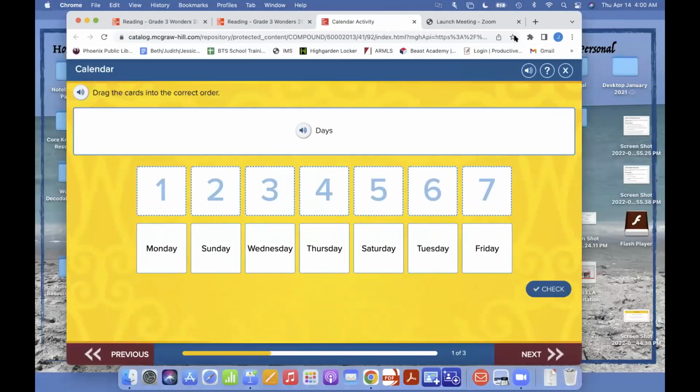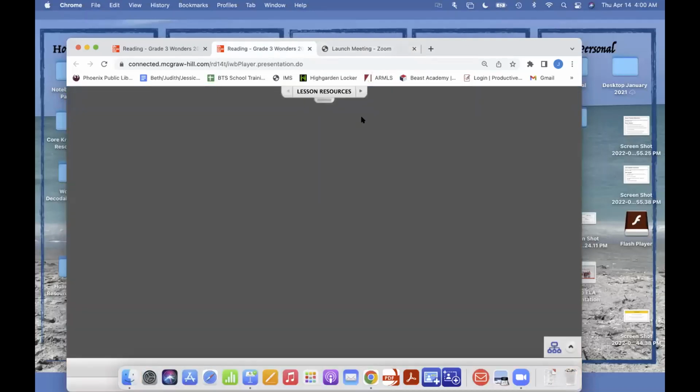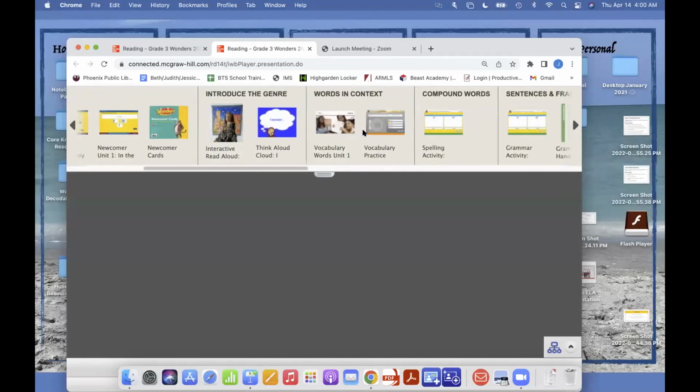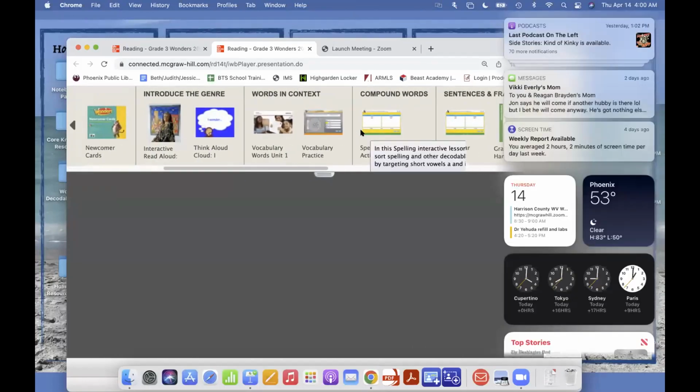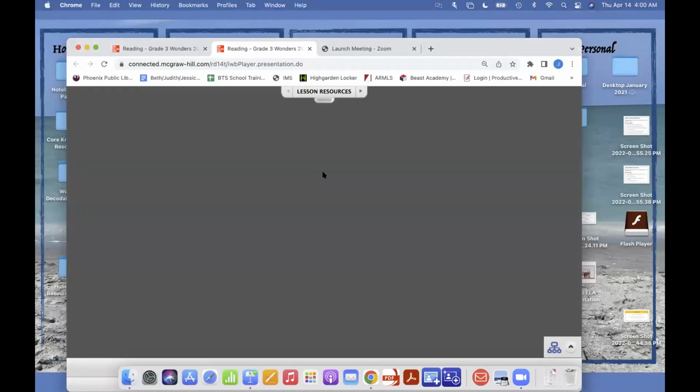See that top bar a little bit more. Okay, and so what I can do is we get this calendar activity, okay, but this is my typical presentation screen where I have access to all of my resources and I can either click through this way or I can just click forward and back here through my lesson resources.